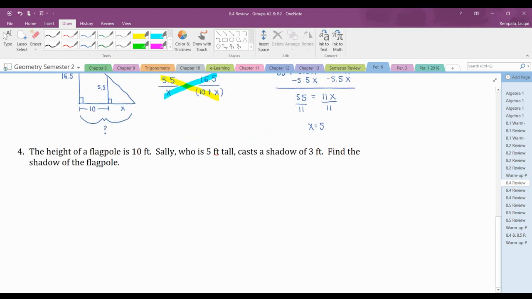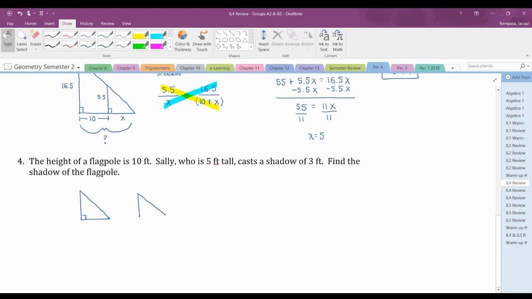Okay, here's our last problem. The height of a flagpole is 10 feet. Sally, who is 5 feet tall, casts a shadow of 3 feet. Find the shadow of the flagpole. Notice that when I was reading through this problem, I don't know the distance between Sally and the flagpole. So when I don't know the distance between the two objects, that indicates that I want to draw two separate triangles when I'm putting together this problem.